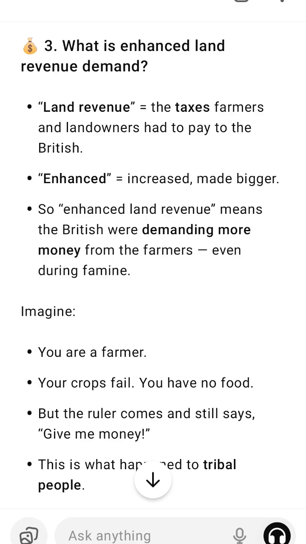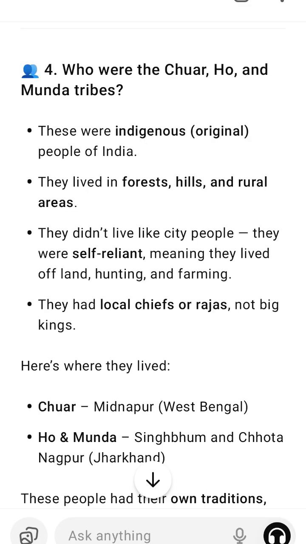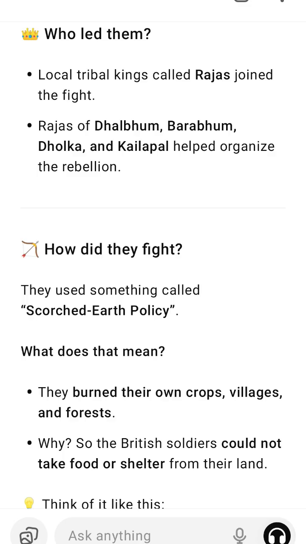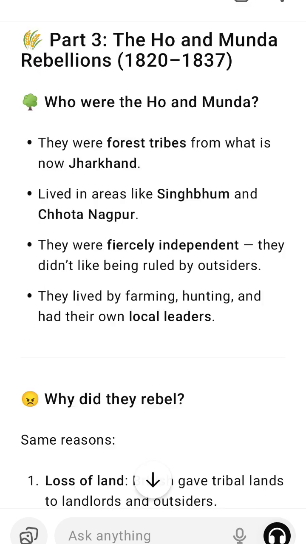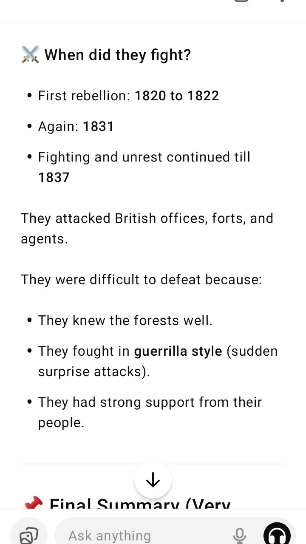Deep, detailed summary: Chuar and Ho tribal risings, 1768 to 1837. What were these risings? The Chuar and Ho risings were tribal uprisings, revolts or rebellions that happened in eastern India, especially in present-day West Bengal and Jharkhand, between the mid-1700s and early 1800s. These were resistance movements by tribal people against the British East India Company's rule, economic exploitation, and loss of tribal independence. Part 1. The Chuar Uprising, Midnapore, Bengal.